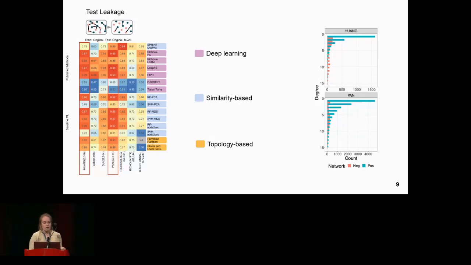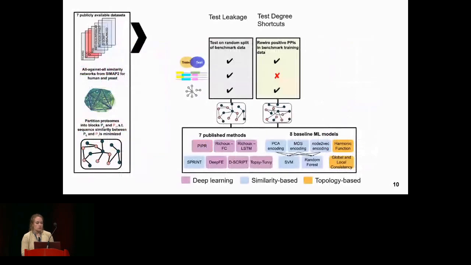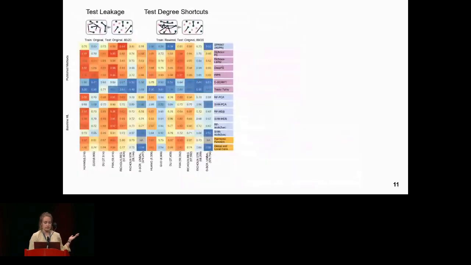For our second test, we wanted to zoom in further on these node degree shortcuts, and we did this by rewiring the positive PPIs in the training data such that each protein still had the same node degree, but the edges were biologically meaningless, so random. Like that, we still had the same overlap as in the original test, but we couldn't leverage sequence similarity or biological information anymore. And these were the results for that.